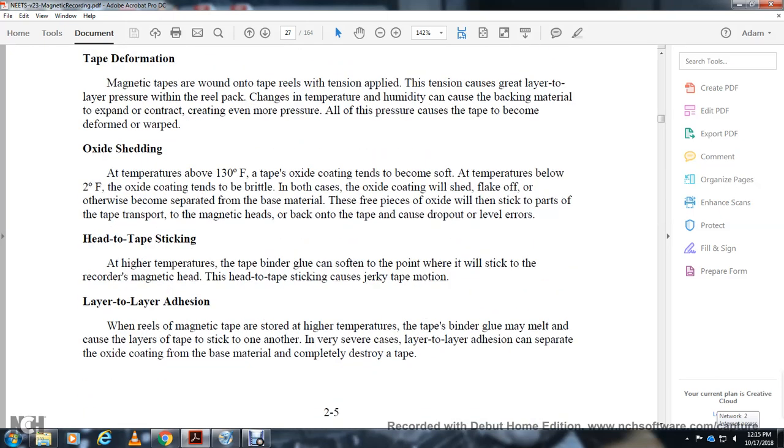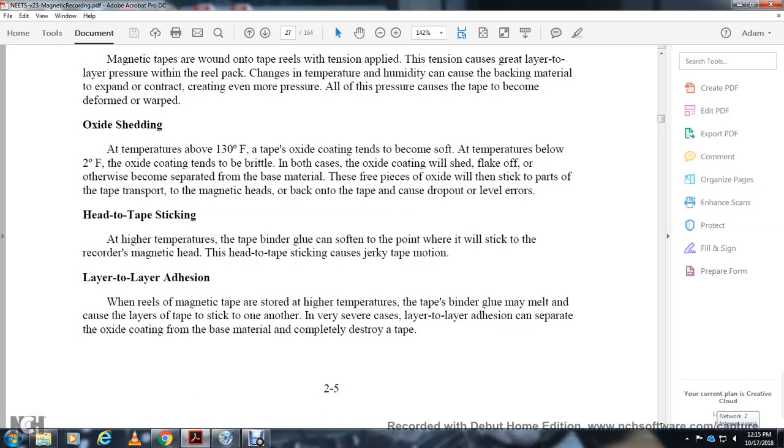Head and tape sticking. At high temperatures, the tape's lining glue becomes softer, to the point where it will stick to the recorder's magnetic head. Head and tape sticking can cause dirty tape motion. Layer adhesion. When magnetic tape is stored at high temperature, the tape liner glue may melt, causing layers of tape to stick to one another. Layer-to-layer adhesion can separate the oxide coating from the base material and completely destroy the tape.